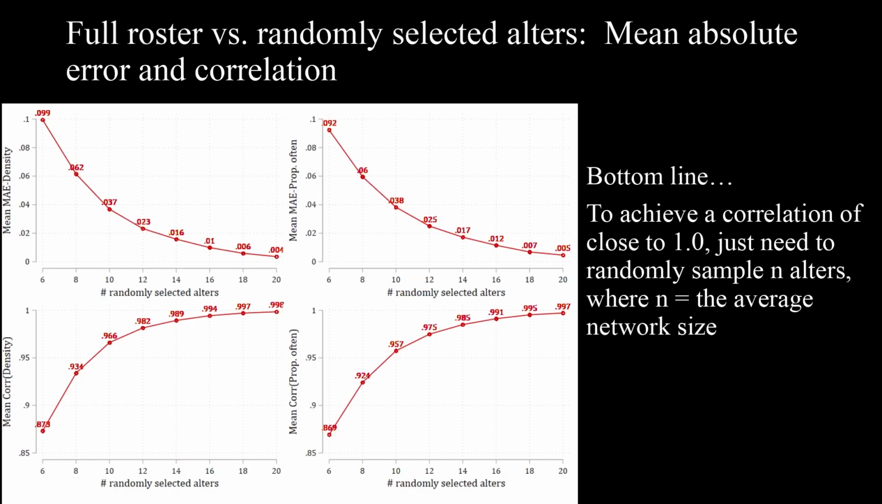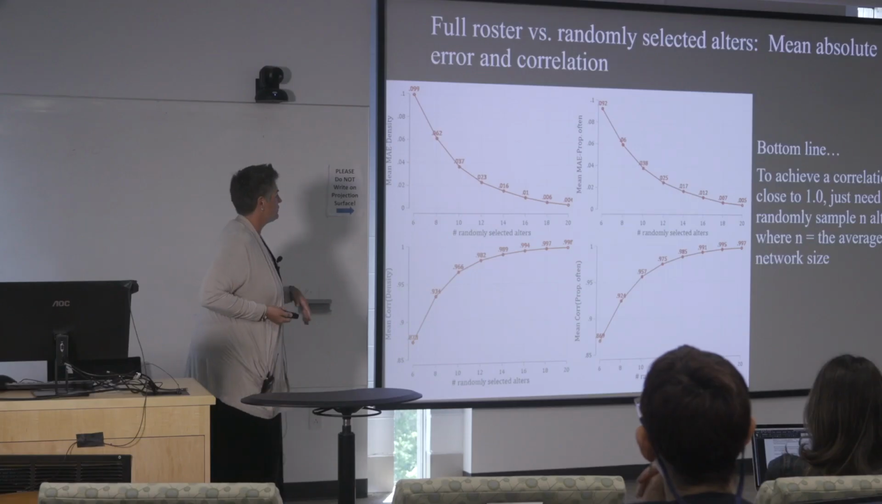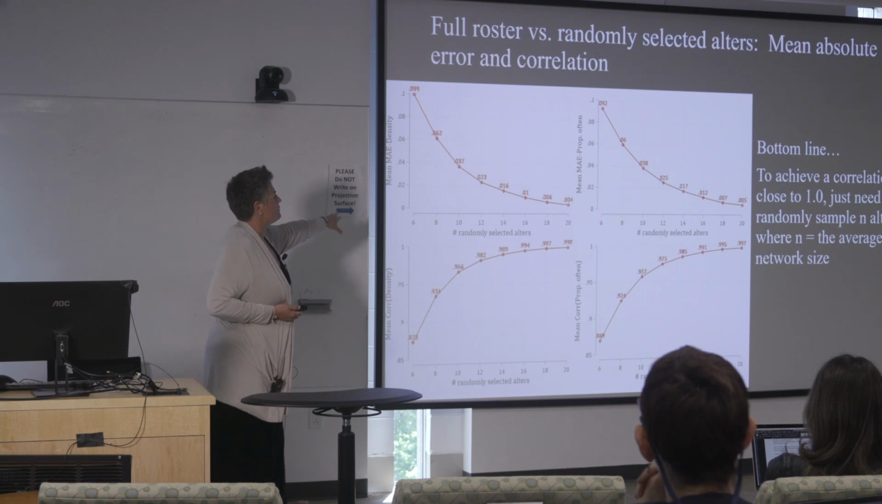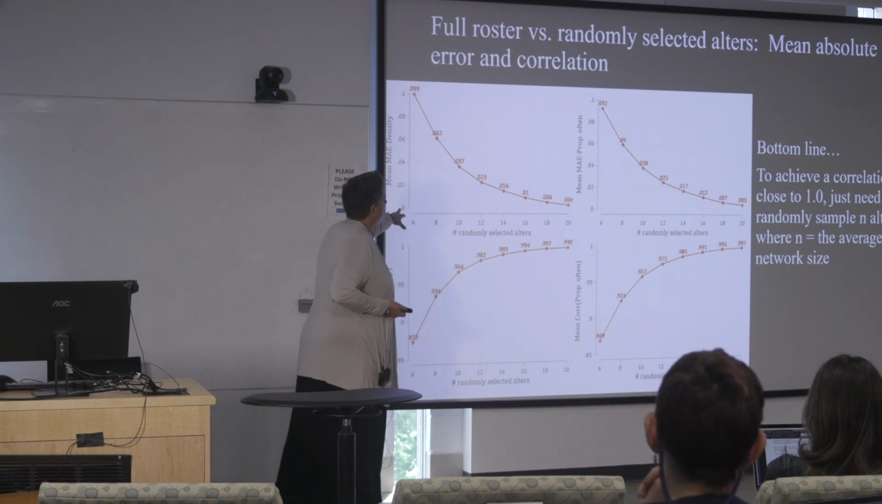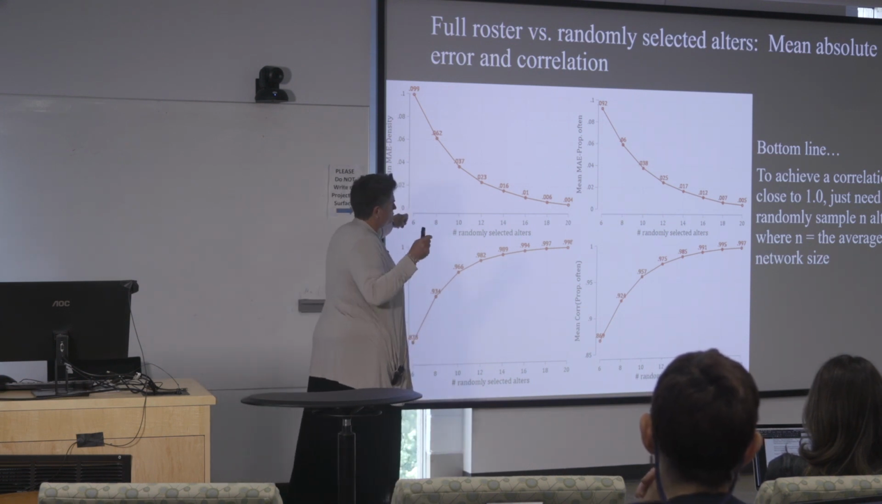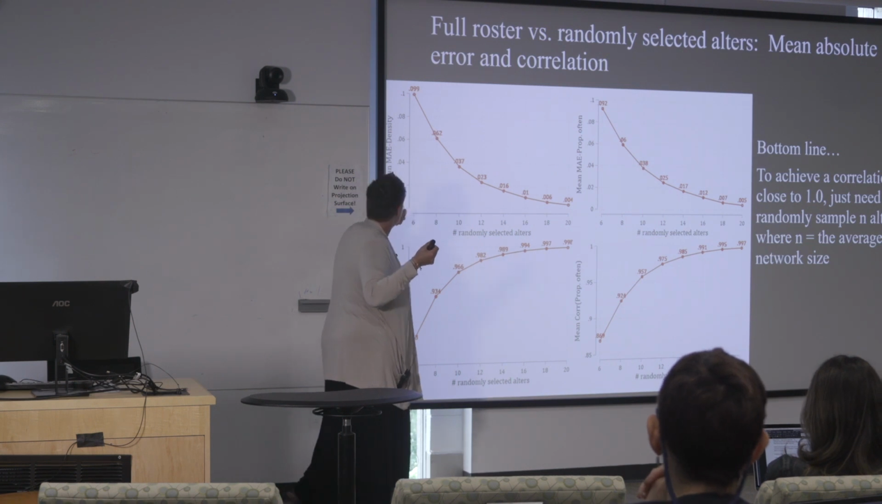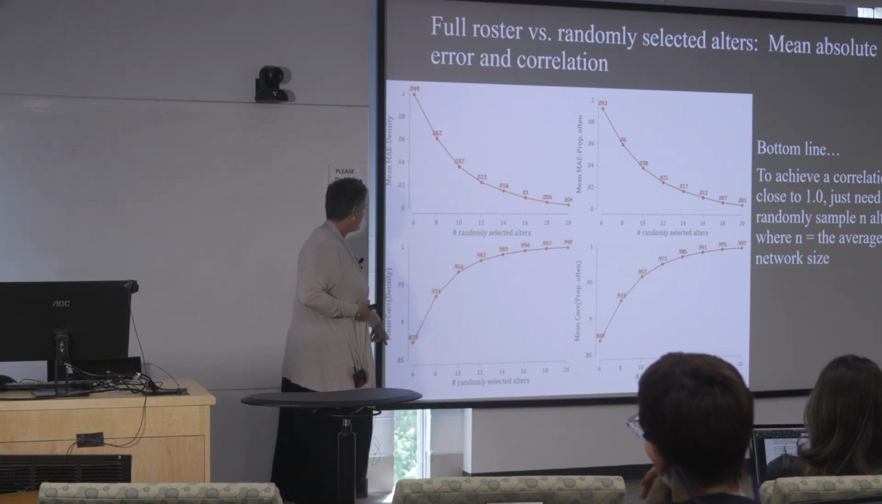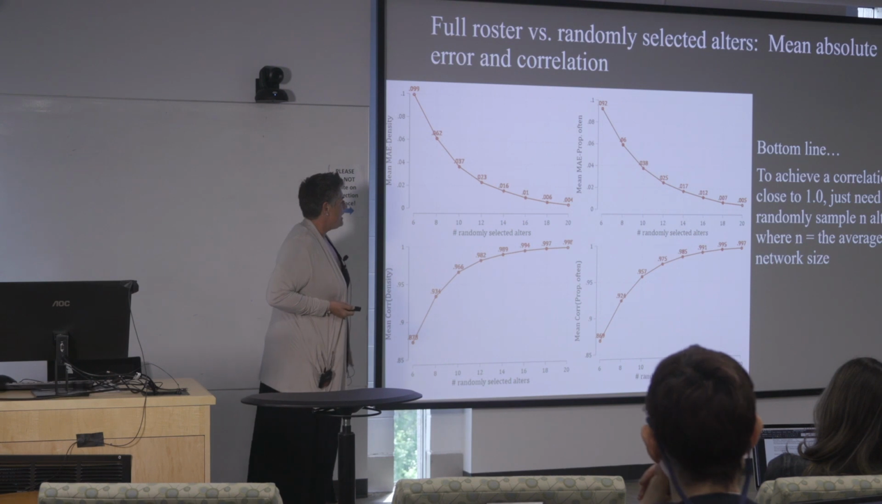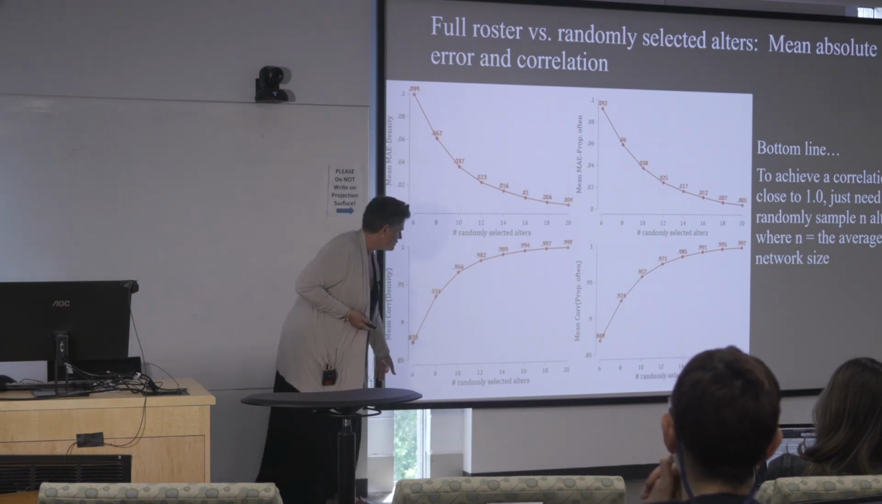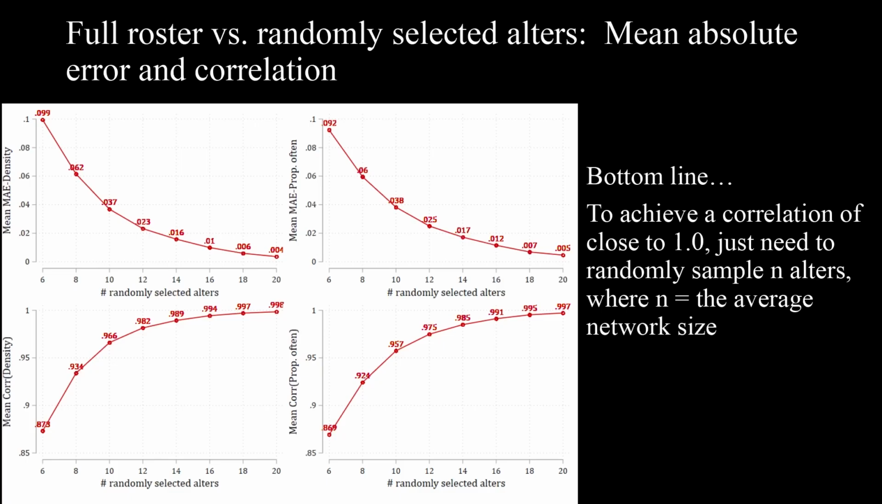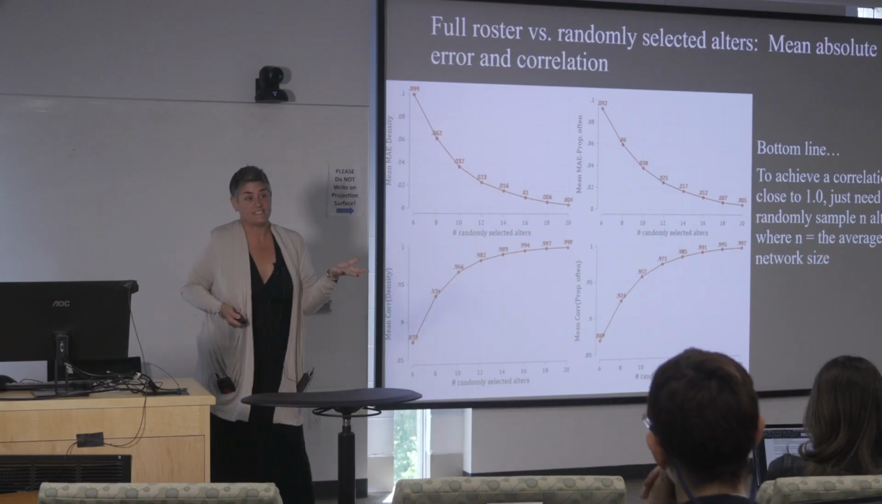So what we did, these are the results for the full roster versus randomly selected alters. On the top, you can see the results for mean absolute error, which is essentially the error between the two measures, and then the mean correlation of the two measures. And the nice thing is you can see this relationship. These are the number of randomly selected alters. And here we have a fixed network size of about 13, right? Or at least that's the mean.